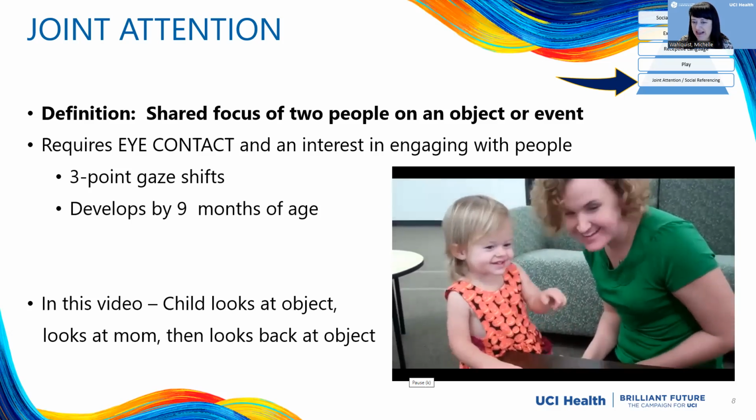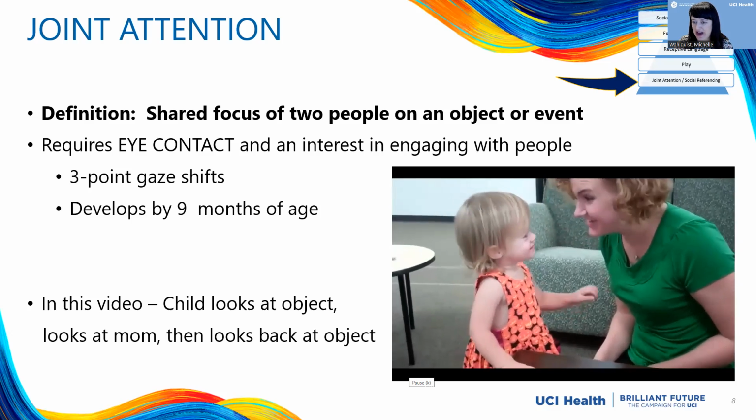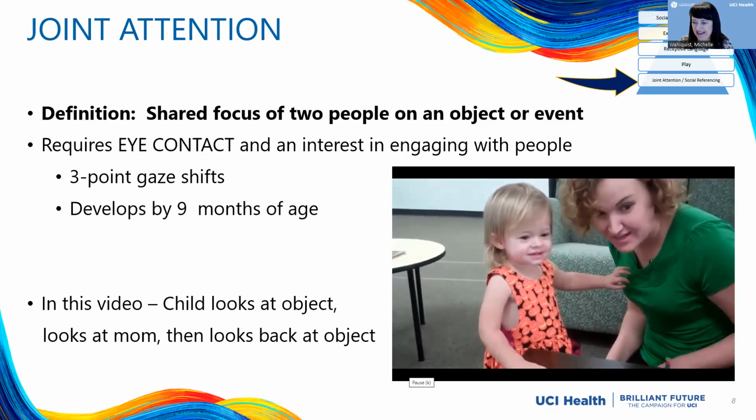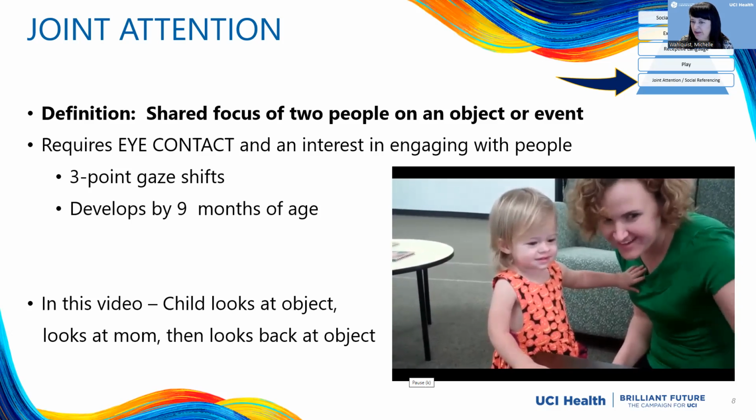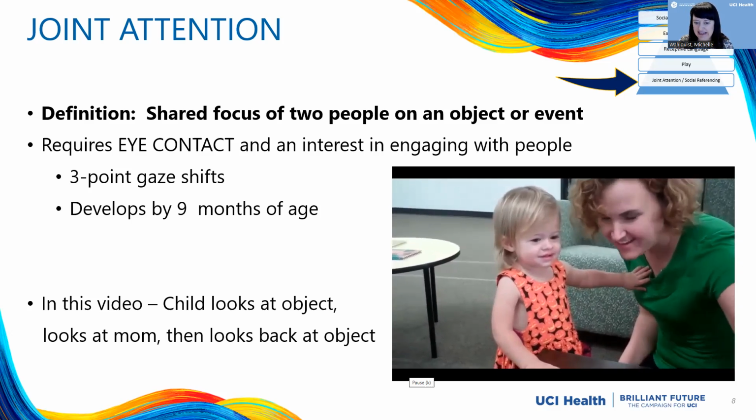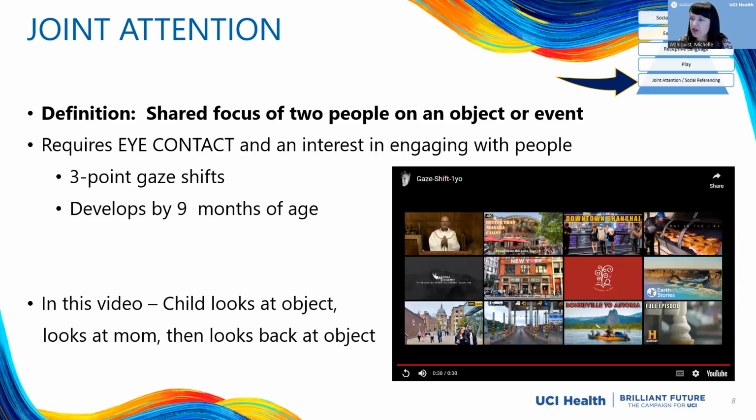Looking at something on the table, looking back at mom to see if she sees it, looking back at the table. Look, she's even reaching out to mom to see if mom saw that. So those are examples of 3-point gaze shifts and good joint attention. Now, joint attention is something that's often challenging for our kids. So what are we going to do to help figure out and improve joint attention?